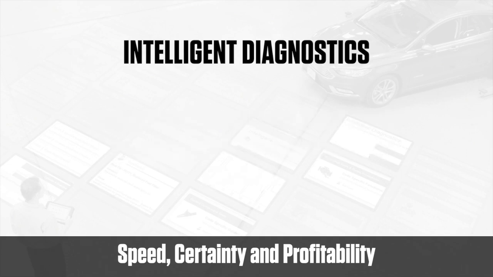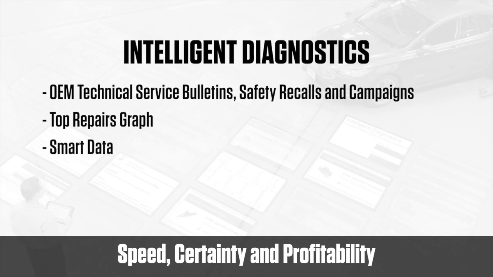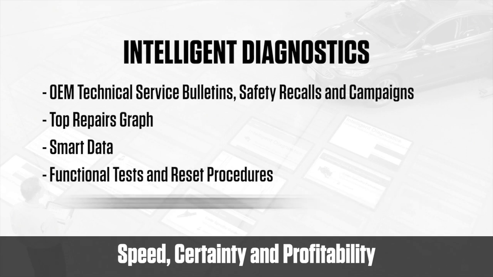Intelligent Diagnostics is a companion feature of the scanner function. From one menu, it can provide the following code-specific information: OEM technical service bulletins, safety recalls and campaigns, top repairs graph, which is a graph of the specific parts and procedures most frequently used to fix the selected code or symptom, smart data, a custom PID list highlighting specific PIDs that are operating outside known good values, functional tests and reset procedures, and SureTrack real fixes and tips.